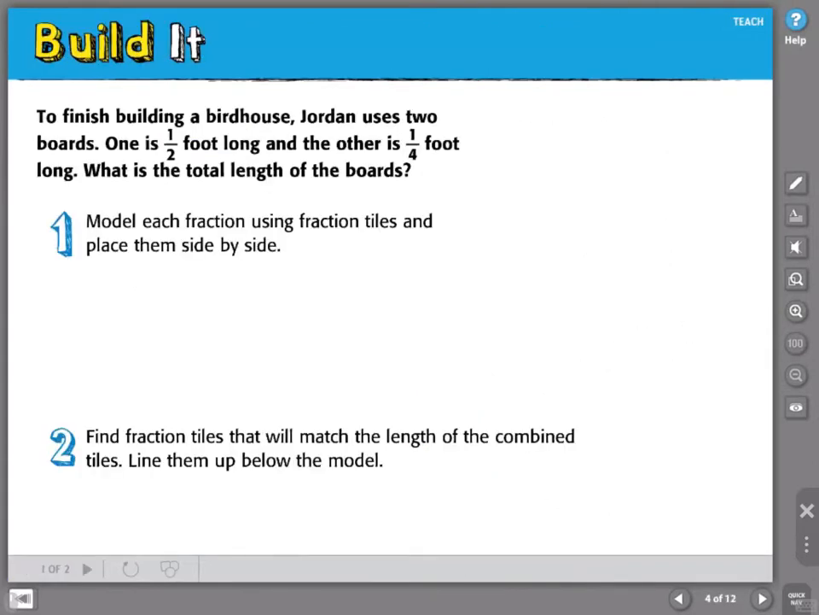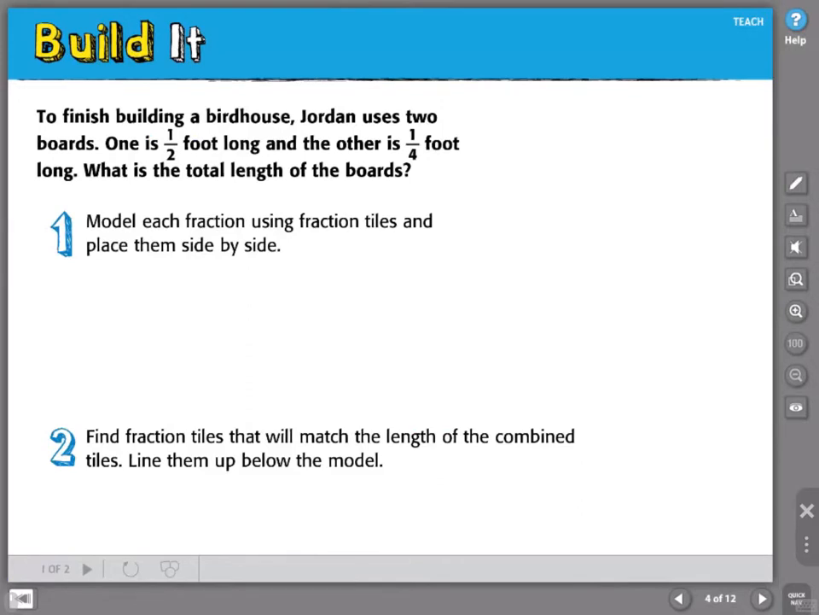Last week, we used fraction strips to make models of adding and subtracting like fractions. This week, we're going to see how we can add and subtract unlike fractions. So here's an example. To finish building a birdhouse, Jordan uses 2 boards. One is 1/2 foot long and the other is 1/4 foot long. What is the total length of the boards?